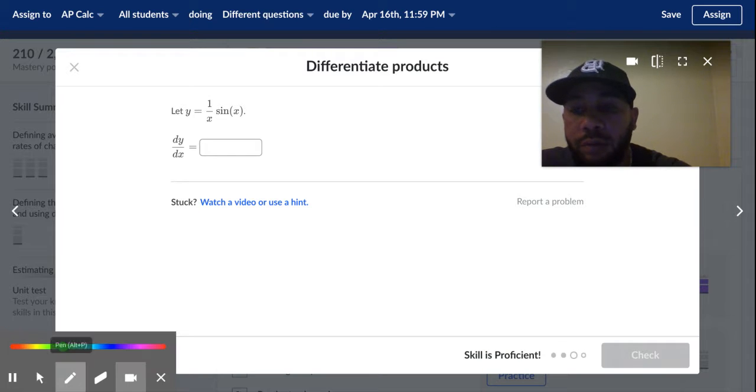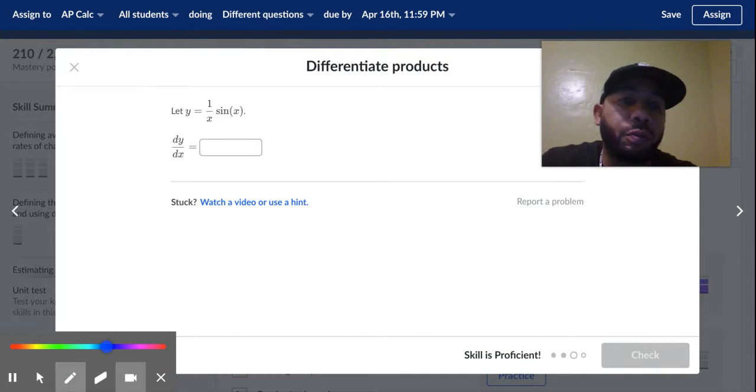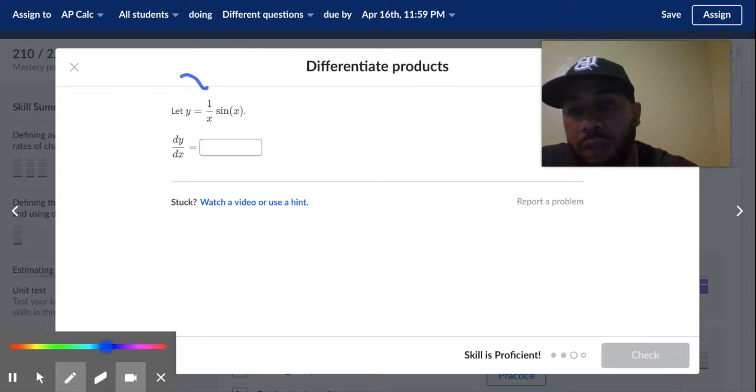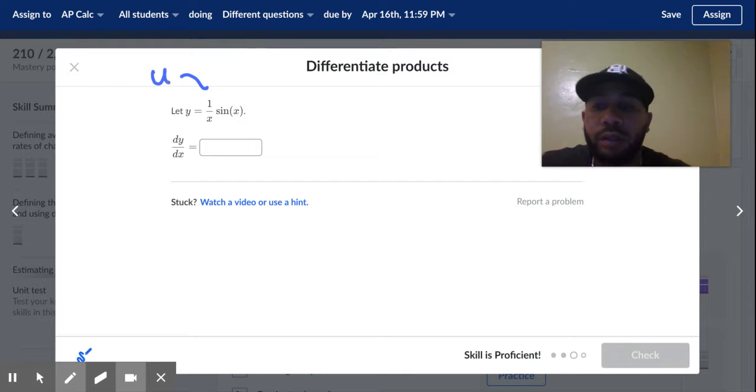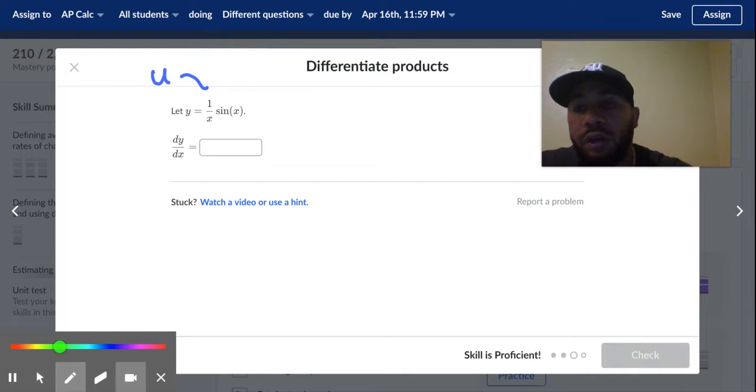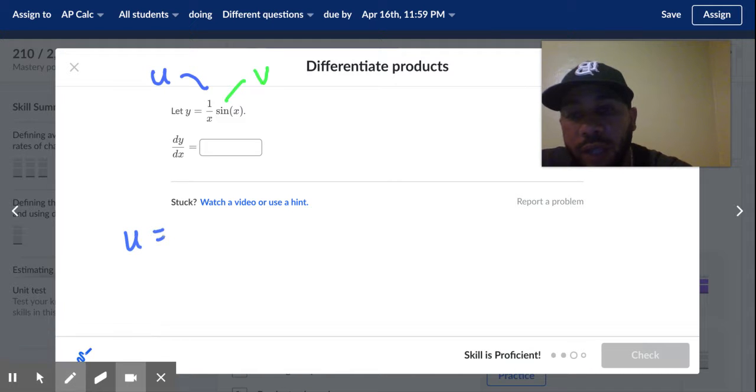Okay, so we got a little bit of product rule. What I like to do on problems like these is make a little sidebar, just to get all my information here. And so let's call 1 over x our u function. So u is 1 over x, right?